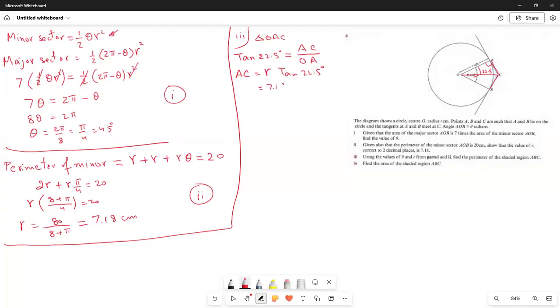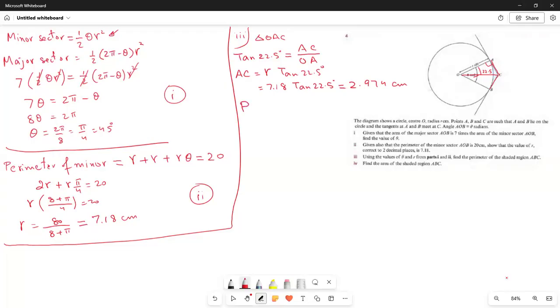When I plug in 7.18 and tangent 22.5 degrees, what do I get? Yes, I get 2.974 centimeter. Okay, now I'm ready to find the perimeter of the shaded region.